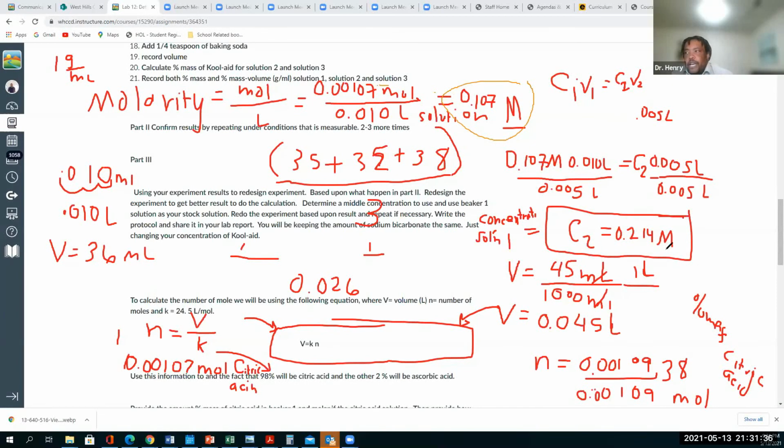Now, knowing that molarity is moles over liters of solution, we're going to assume that our solution has a density of 1 gram per milliliter, the same as water. So you're going to use this, and you're going to use molar mass. Now I want you to try to figure that out.